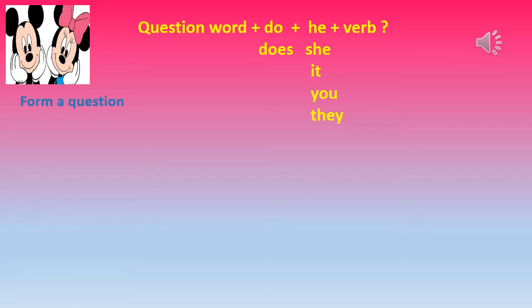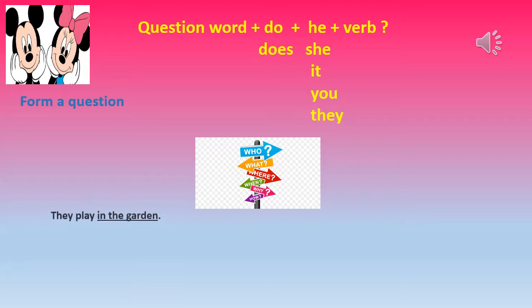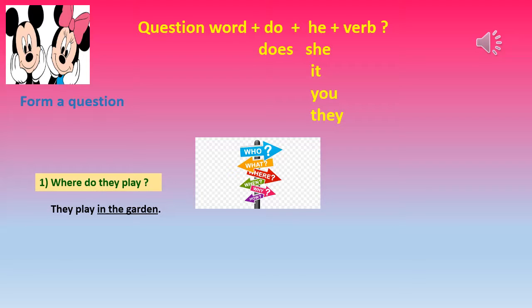Let's see the first example in number one. They play in the garden. In the garden, it's a place. So I'm going to put where. So the question word will be where. And then I'm going to put do or does. They takes what? So I will put do. Where do they play?